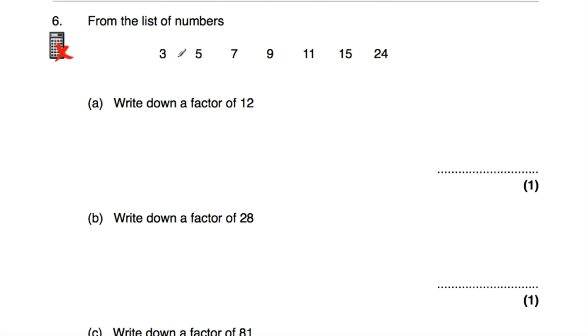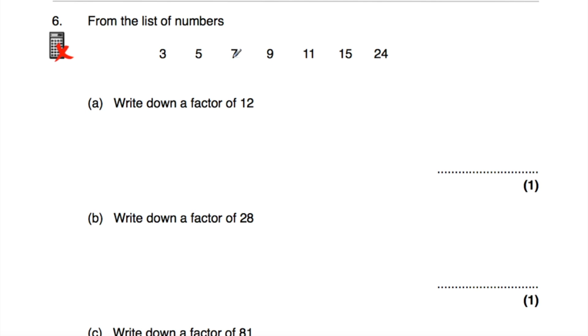So question number 6, we've got a list of numbers here, 3, 5, 7, 9, 11, 15 and 24. And part A says write down a factor of 12. So a factor of 12 will be a number that we can divide 12 by without getting a remainder. Now you could write down all the factor pairs that multiply together to be 12, such as 1 times 12 and 2 times 6 or 3 times 4, and then find it that way. Or you could just look at the list and see which ones are factors. For instance, I know that 5 is not a factor of 12 because if we divide 12 by 5, there'd be a remainder. It doesn't go in exactly.